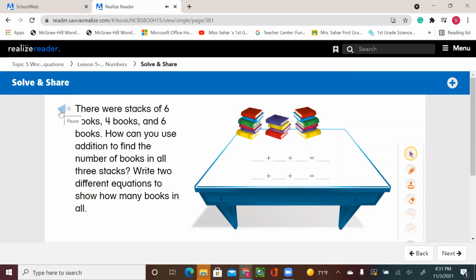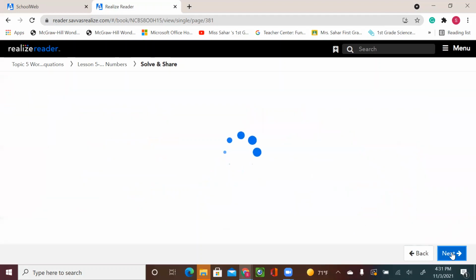There were stacks of 6 books, 4 books, and 6 books. How can you use addition to find the number of books in all 3 stacks? Write 2 different equations to show how many books in all. All right, let's watch our videos and come back to our problem.